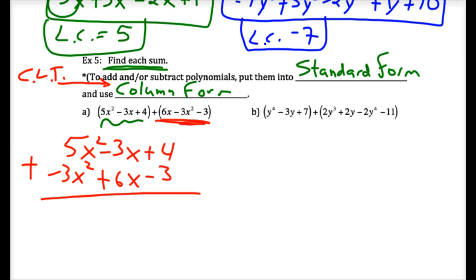In a column, it is against the law to put an unlike term underneath something. It's not like it. And I'm going to show you what happens. Some weird stuff happens. Anyways, once you put them in standard form, everything lines up. Everybody add your like terms together.